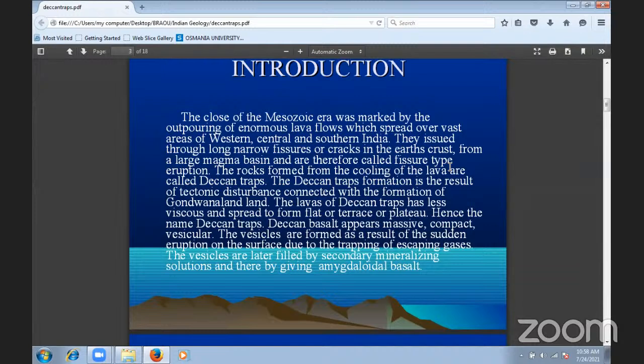The Deccan traps formation is a result of tectonic disturbances, and it is connected with the formation of Gondwanaland. And these Deccan traps have a less viscous lava, which spread as a terrace, or spread as a plateau.